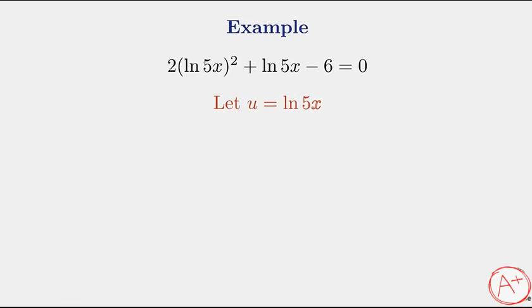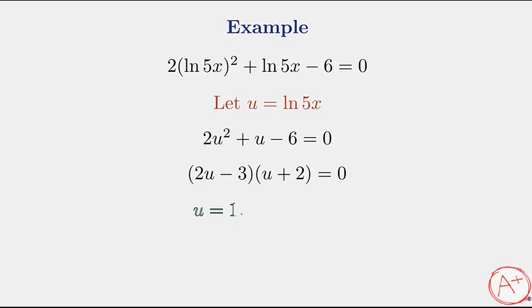Let's look at a logarithmic case. Solve 2 times the square of ln 5x plus ln 5x minus 6 equals 0. We let u equal ln 5x. This gives us the quadratic 2u squared plus u minus 6 equals 0. Factoring results in 2u minus 3 times u plus 2 equals 0. So u is 1.5 or -2.